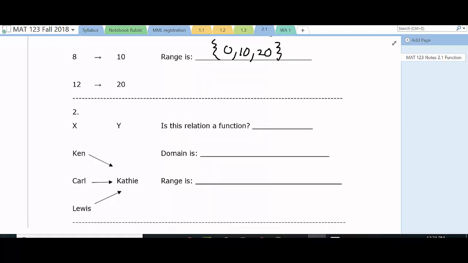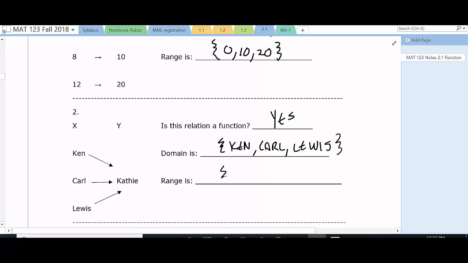Now, I saw several of you not thinking through number 2 right. What did you get on number 2? Yes or no for function? That's yes. Ken goes one place. Carl goes one place, so does Lewis, so that is a function. The domain, you just write them out: Ken, Carl, and Lewis. Functions don't have to have numbers, and the range is just Kathy. So it's okay if all these guys like the same gal, it's still a function, okay?